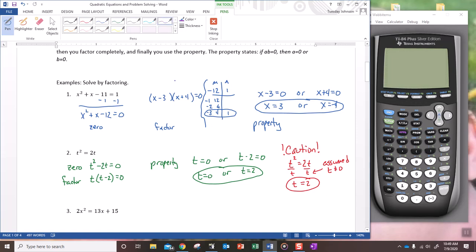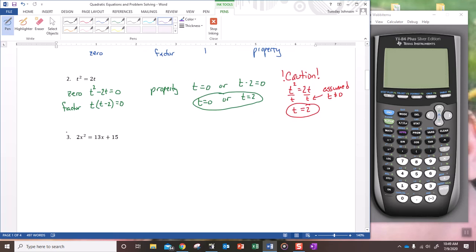All right, and now the big one. So we'll get it equal to 0. We have 2x squared minus 13x minus 15 equals 0. Then we'll want to factor. We're going to use the AC method to factor here. We're going to multiply 2 times negative 15 to get negative 30. We want numbers that multiply to be negative 30, and we want them to add to be negative 13.